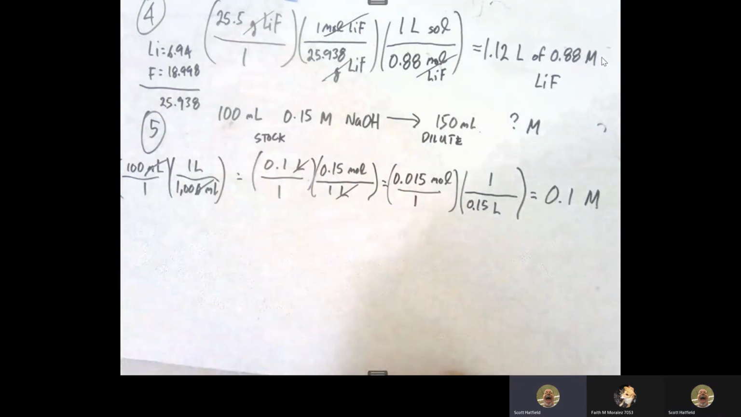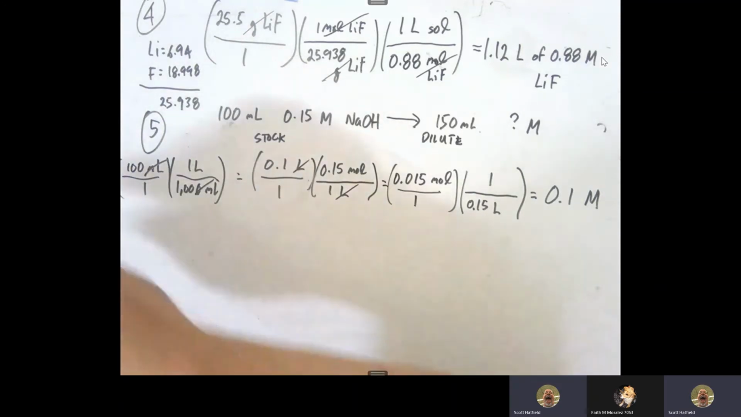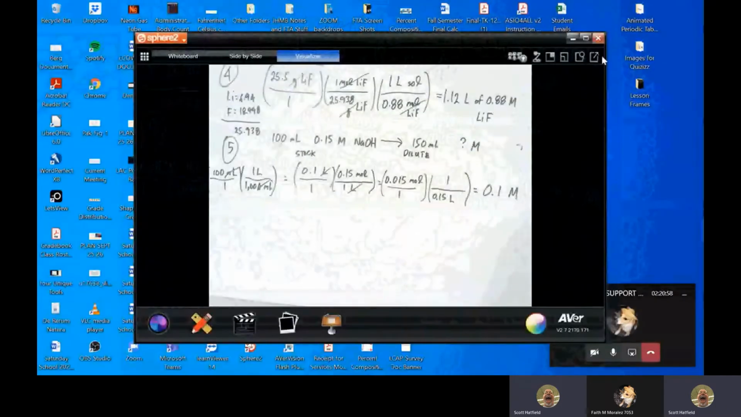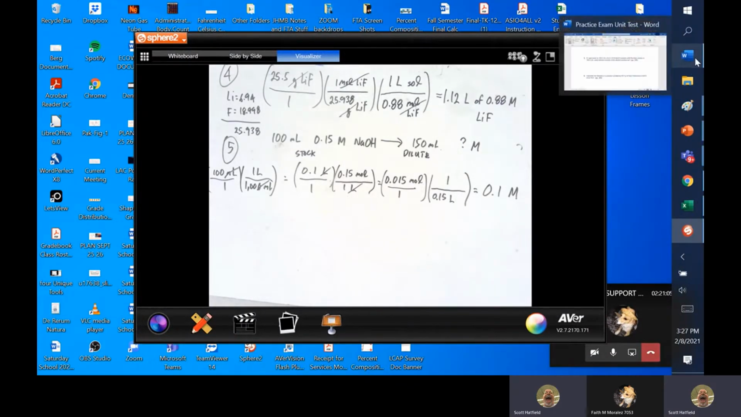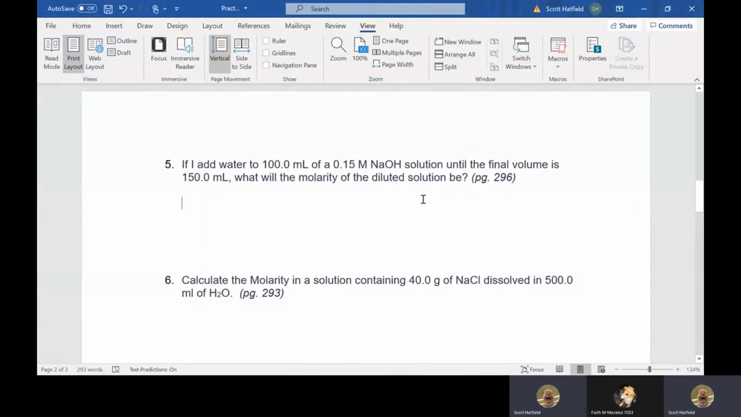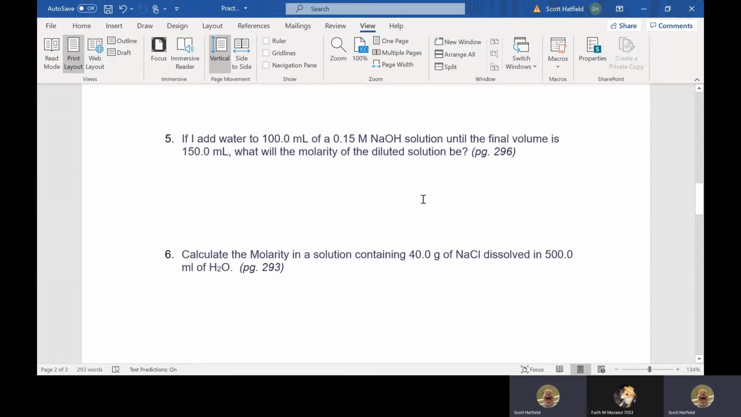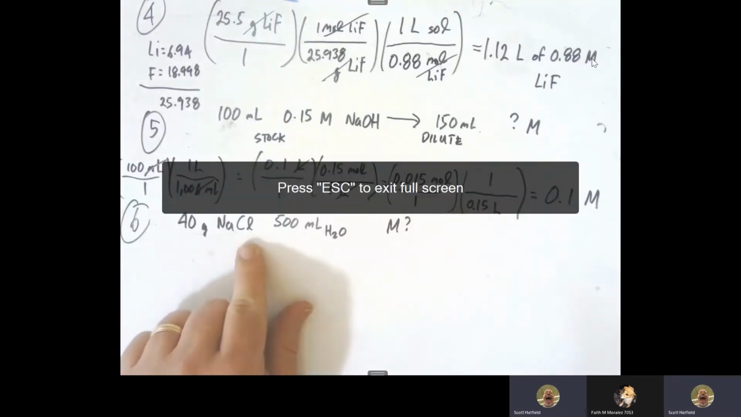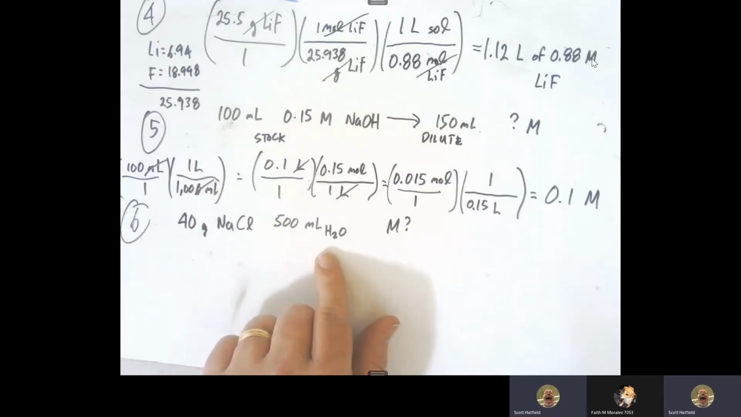And 6 has a lot of steps, but it's basically to get the molar mass, you divide it by the number of moles you get by the liters, and you end up with a molarity, just like this problem, just the same. What does it say? Calculate the molarity in a solution containing 40 grams of sodium chloride dissolved in 500 milliliters of water. So I've written it out here. Again, 40 grams of sodium chloride dissolved in 500 milliliters of water.